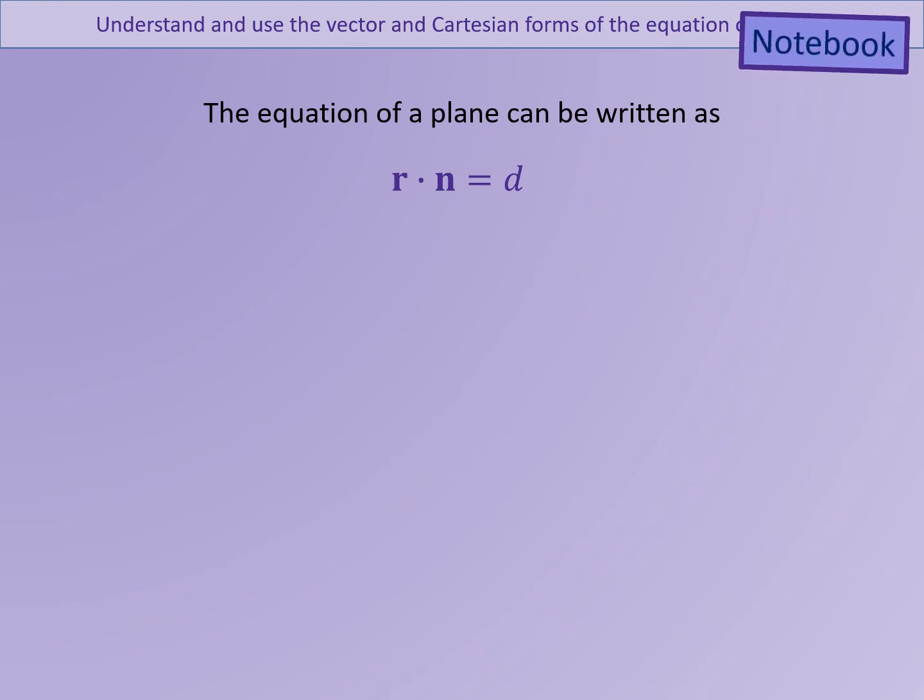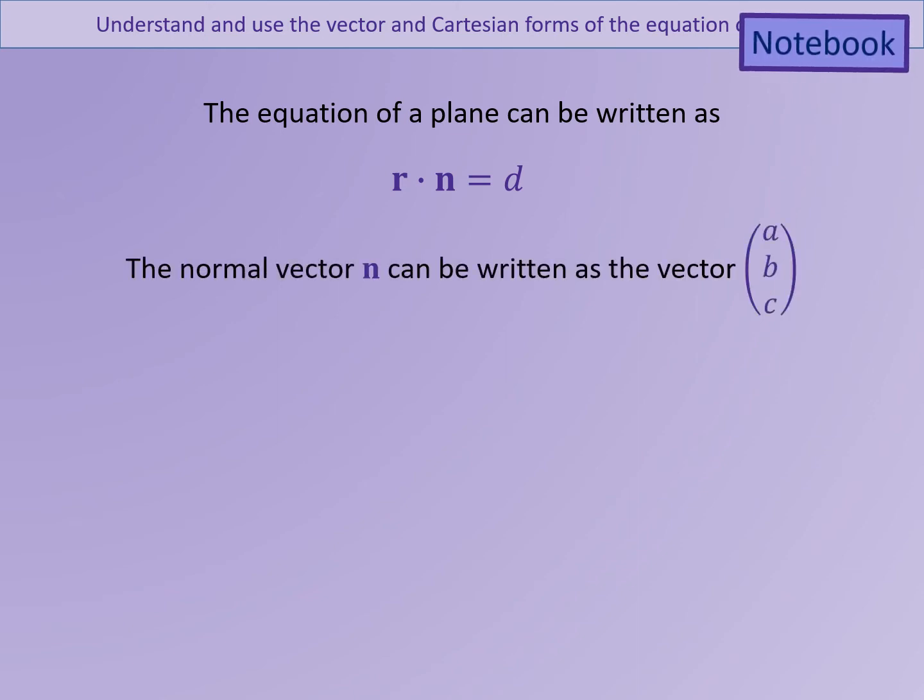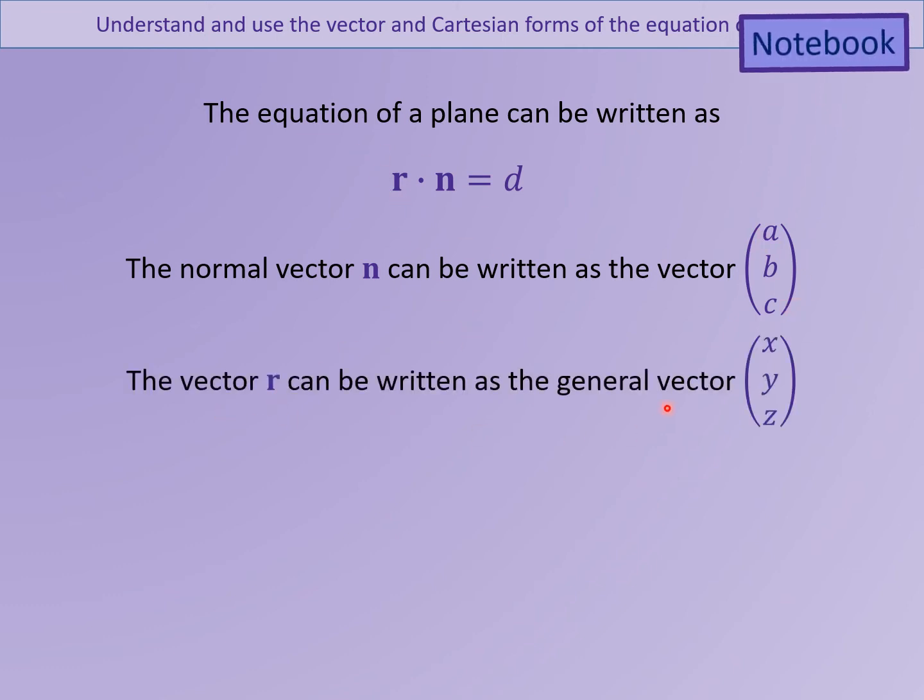Okay, so the equation of a plane can be written as r dot n equals d, where n is a normal vector a, b and c. It doesn't matter what values it has, we just need to figure this out. But as I said, any plane has its own unique normal vector, a, b and c, or some multiple of a, b and c. The r vector is a general point on the plane, so I can call that x, y, z, because it's just a generic point x, y, z that lies on that plane.